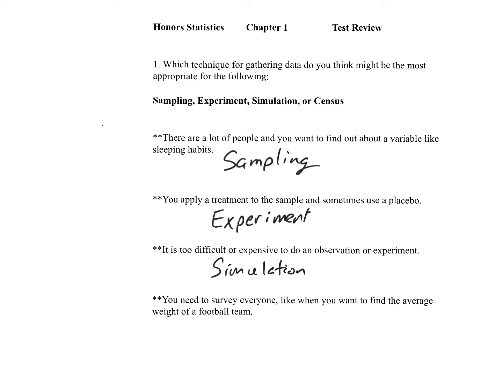And finally, you need to survey everyone, like when you want to find the average weight of a football team. That's a census. So if you think about it, you can't just go, all right, I'm going to choose 4 Miami Dolphin players and weigh them, and that's going to be the average weight of their team. No. You're going to take every single player from the kicker to the defensive lineman, put them all together, add up their weights, and divide, and that's a census. Okay?